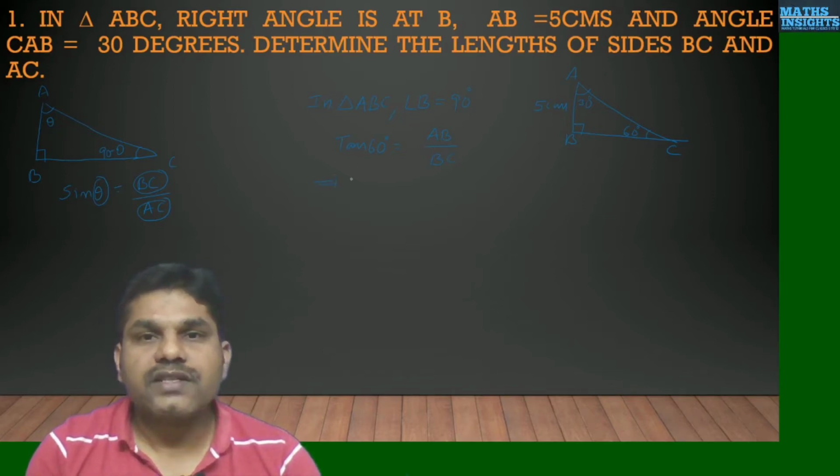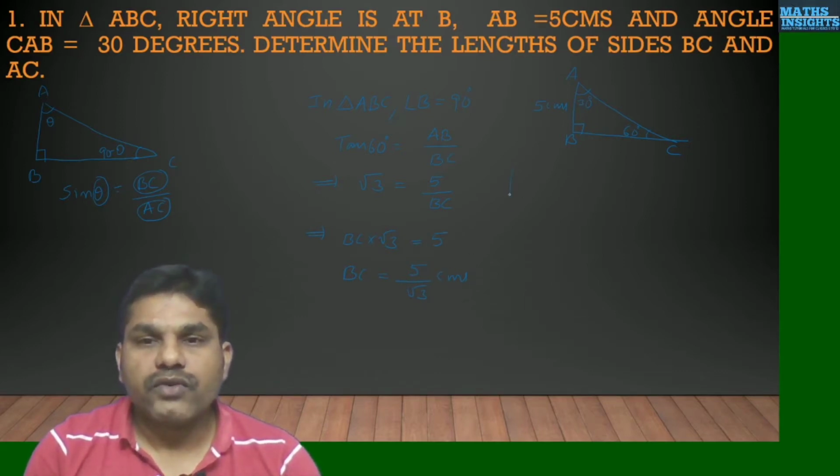Therefore, you know tan 60 is root 3 from the table. That's why I am solving these problems. If you know the table very well, you can write the value of tan 60 easily. AB is 5 centimeters they have given, but BC we don't know. So I will write as it is. On cross multiplication, BC into root 3 is equal to 5. Therefore, the length of BC is equal to 5 by root 3. Since 5 is in centimeters, BC will also be in centimeters.